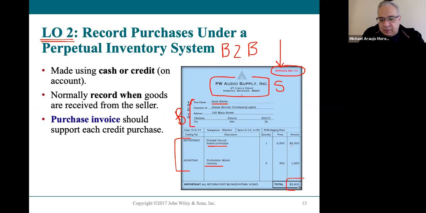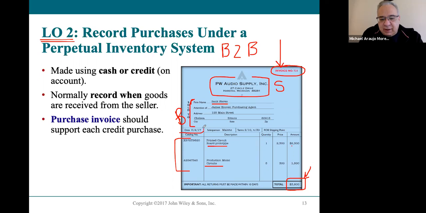So Sock Stereo bought $3,800 worth of inventory from PW Audio. Or you can also say PW Audio sold $3,800 worth of inventory to Sock Stereo, because you read it both ways. Very important aspects of this. Certainly that amount is going to matter a lot.